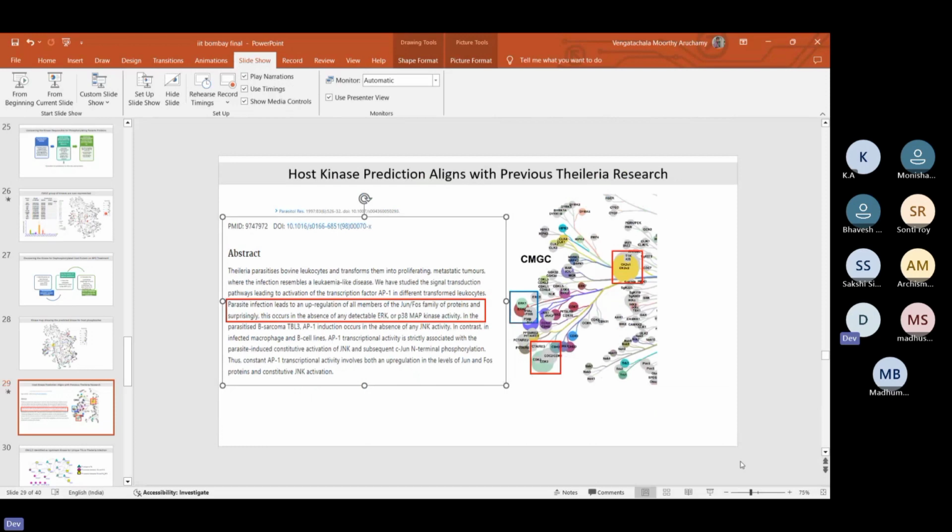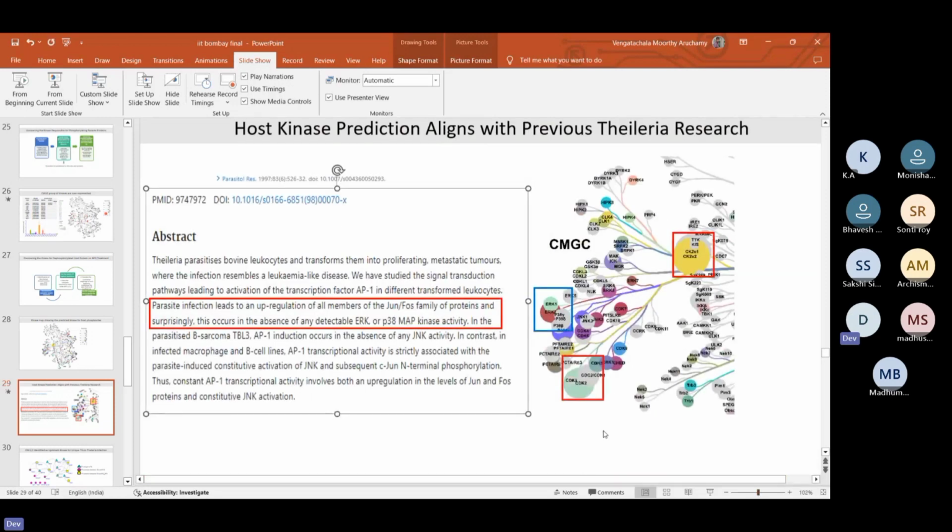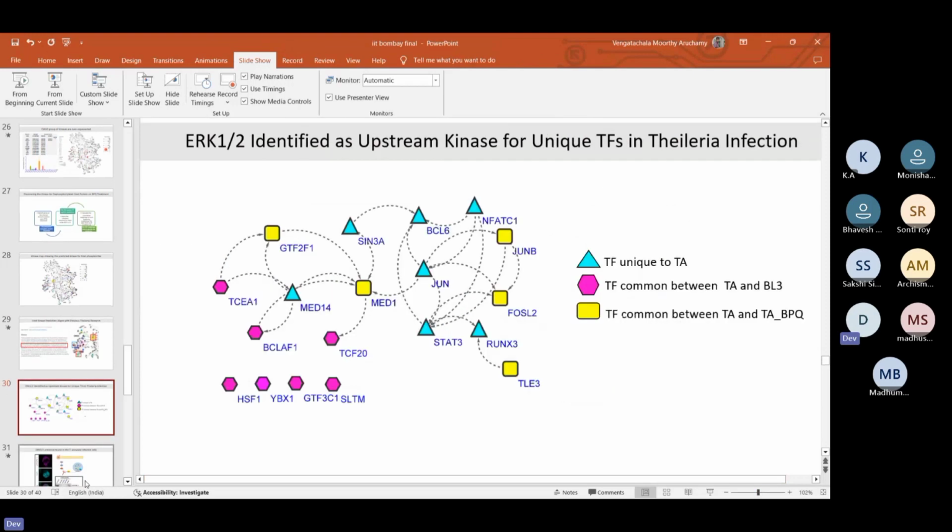Coming to the ERK prediction, what we found is that first we check which proteins are being phosphorylated by ERK. We found that many of the transcription factors which are part of the AP1 transcription factor family, for example, JUN, BCL6, JUNB, FOSL2, RUNX3, are being regulated or phosphorylated by ERK as one of the kinases.